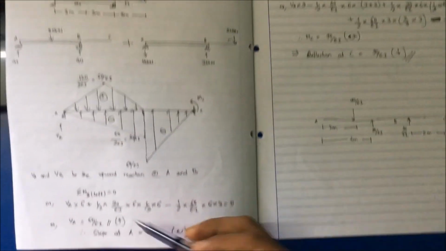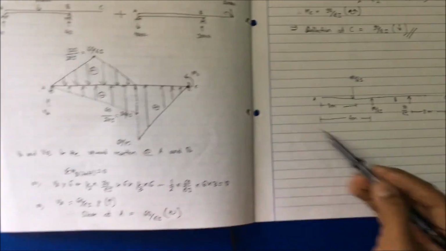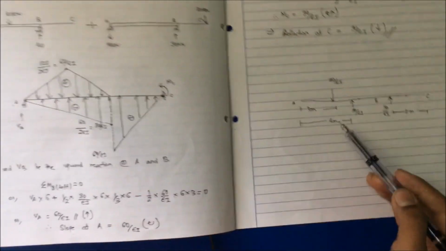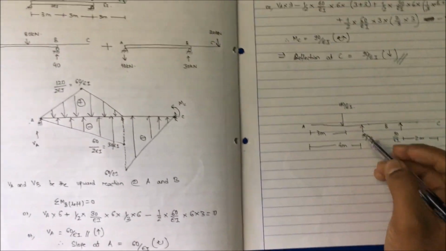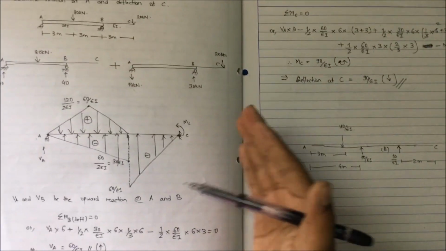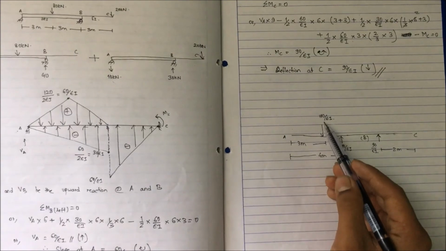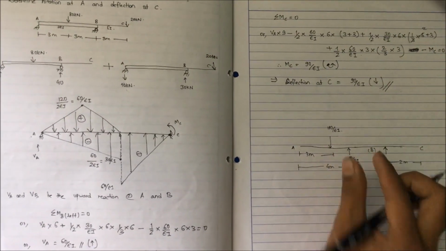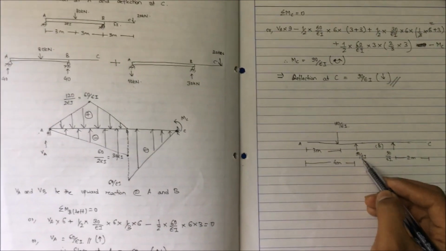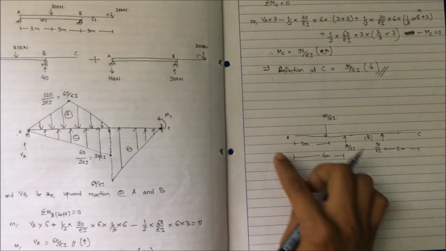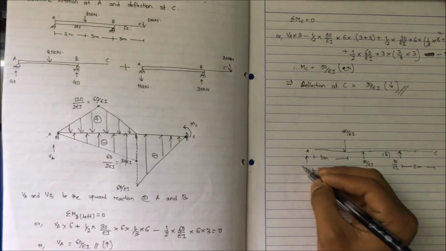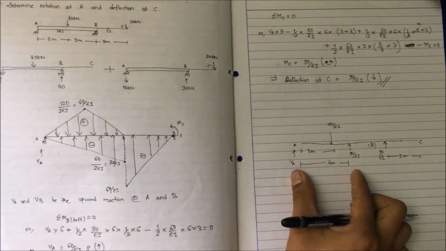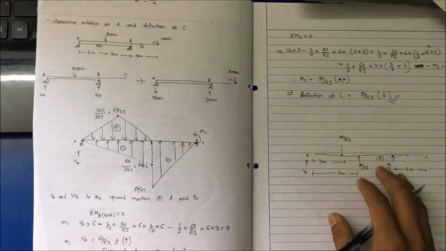Then again you can calculate using the same process, sigma MB. It will be much simpler to calculate this. If I have to calculate the moment at the left portion of B, then 180 by EI into 3 meter minus 90 by EI into 2 meter. This will give me VA, divided by 6, that is the total span of 6 meter. So in this way it can be done.